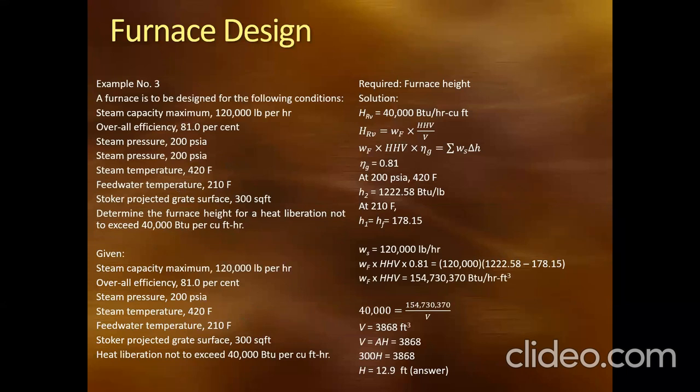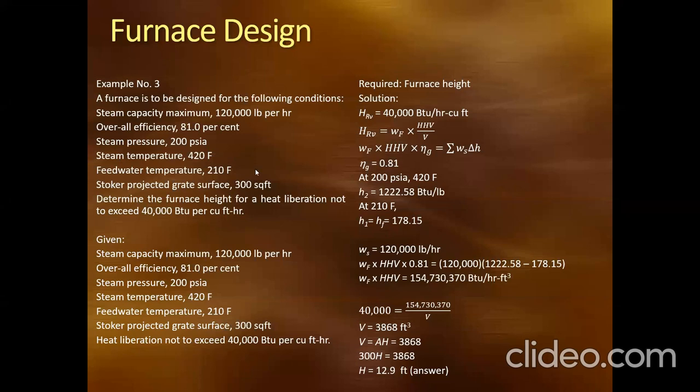3. Design of furnace. A furnace is to be designed for the following conditions. We have steam capacity maximum of 120,000 pounds per hour. Overall efficiency is 81%. Steam pressure 200 psi. Feed water temperature 210 Fahrenheit. Stoker projected grate surface 300 square feet. Determine the furnace height. So, this is the required: determine the furnace height for a heat liberation not to exceed 40,000 BTU per hour.